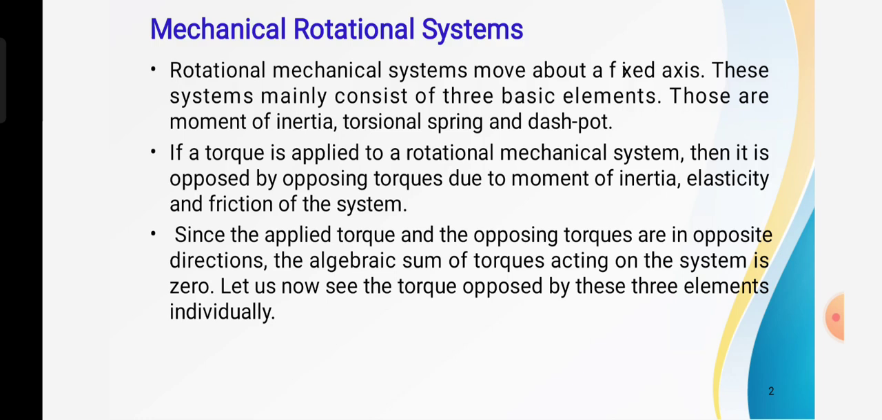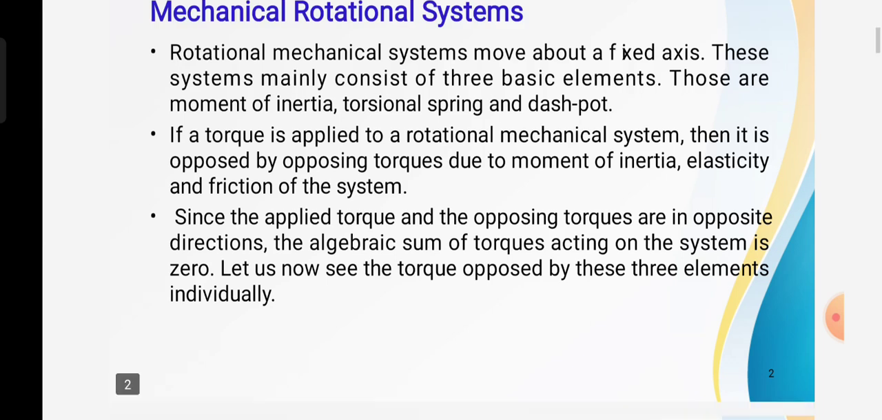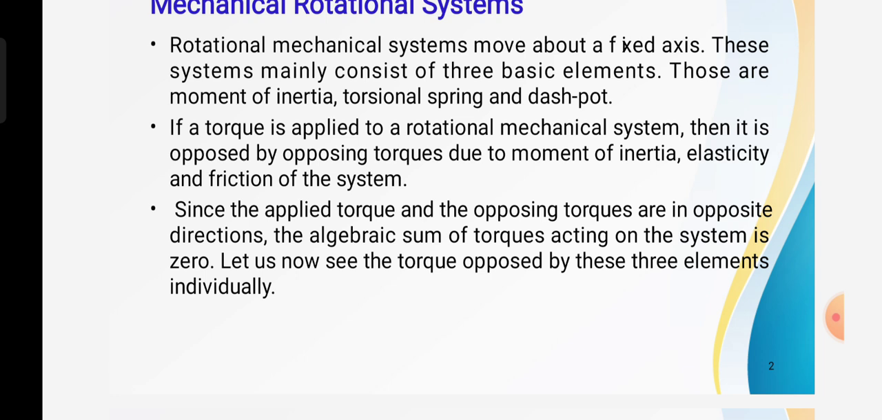The weight of the mechanical rotational system is represented by the moment of inertia of the mass. The moment of inertia of the system is considered about the center of gravity of the body. The torsional spring represents the elastic deformation of the body. Dashpot represents the friction existing in a rotational mechanical system. The dashpot is a piston rotating inside a cylinder filled with viscous fluid.